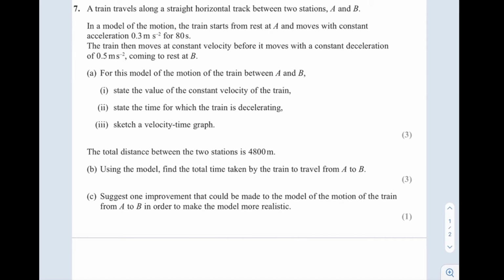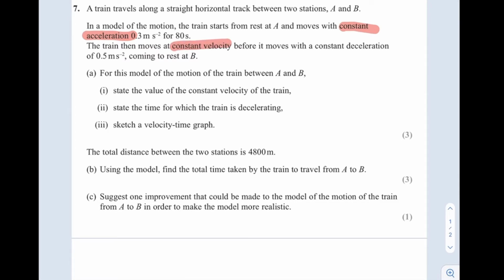So we'll start at the beginning. What I'm going to do is first of all write down the SUVAT equations, because I've seen here I've got constant acceleration, then I've got constant velocity, which is also constant acceleration, just acceleration of 0, and then constant deceleration, which is constant acceleration across the board. So we can use the SUVAT equations whenever we have constant acceleration.